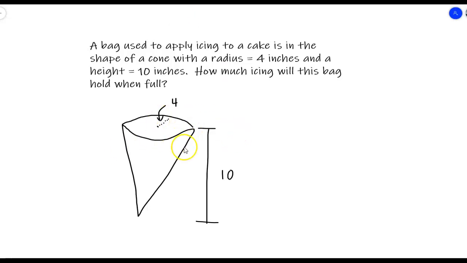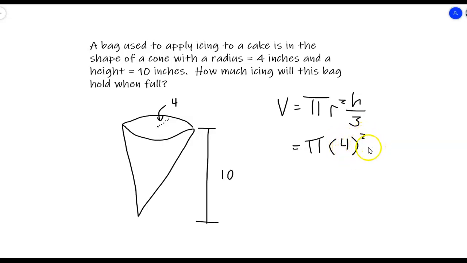So we need the volume formula for a cone, which is volume equal to pi r squared times h over 3. You may also see this without the 3 here and under the entire problem there. So either way, you're going to get the same answer here. But this is going to be equal to pi times the radius squared, which is 4 squared, times the height, which is 10, divided by 3.